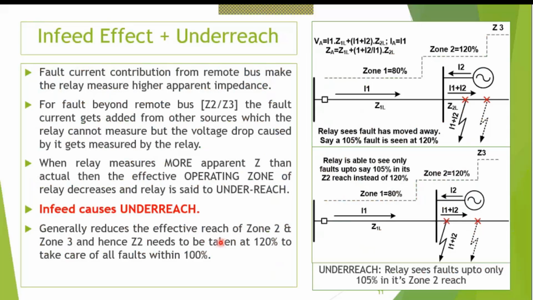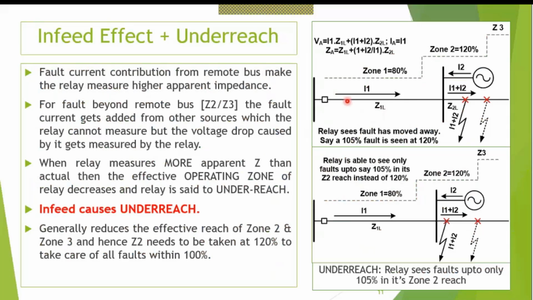There are two effects that you need to understand. We talk about them very much, but the words confuse us a little bit: underreach and overreach. So what is underreach and what is overreach? Let us understand with an example. Let me read once more: fault current contribution from the remote bus makes the relay measure a higher apparent impedance.